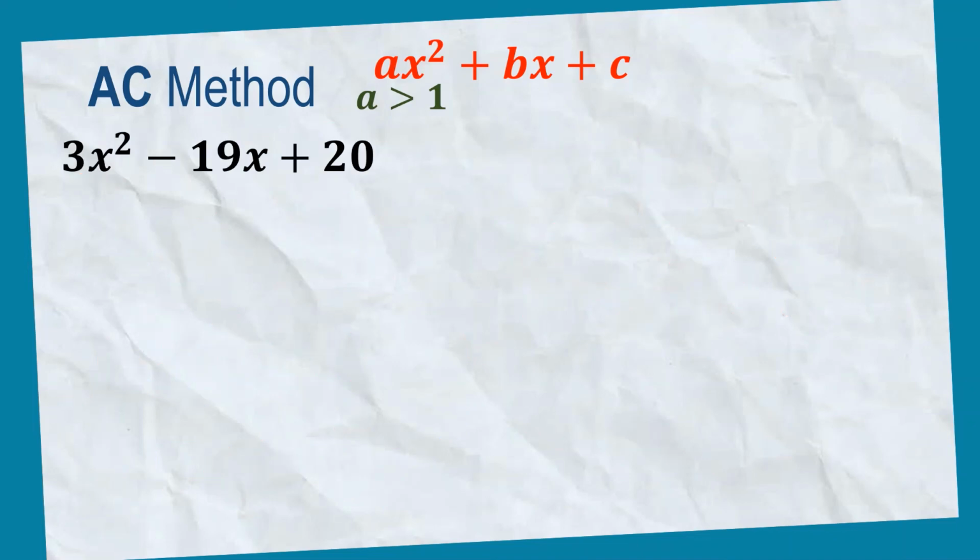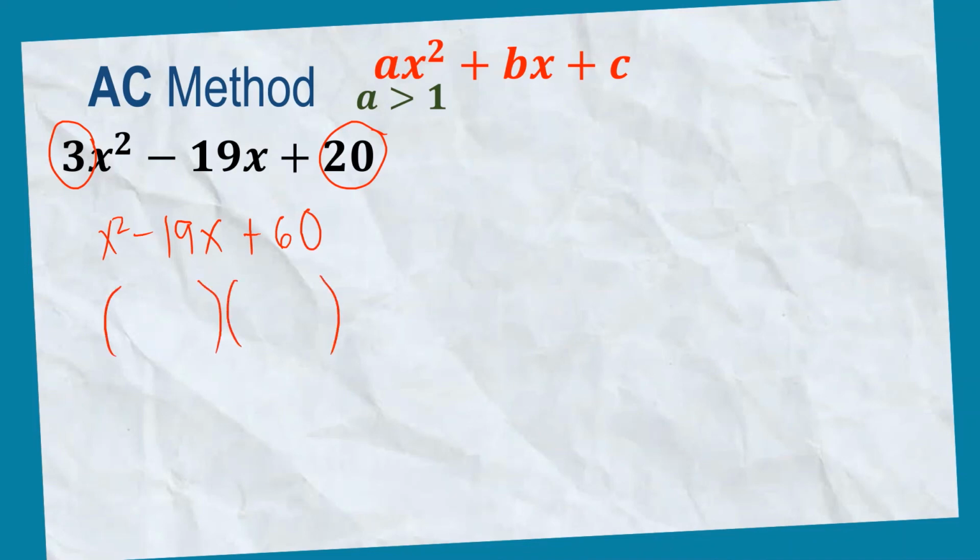Last example is 3x squared minus 19x plus 20. Multiply po natin si 3 kay 20. So, magiging x squared minus 19x plus 60. And then, we factor. Isipin po natin ang factors ni 60 na ang sum ay negative 19. So, we have negative 15 and negative 4. Since negative 15 times negative 4 is positive 60, and negative 15 plus negative 4 is negative 19. So, we have x minus 15 and x minus 4.